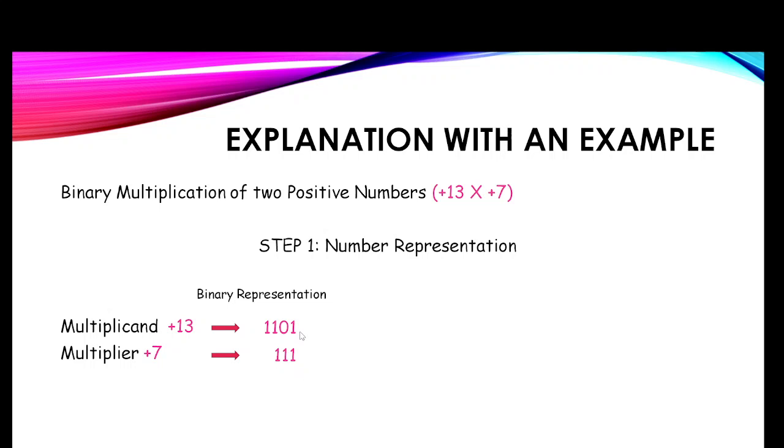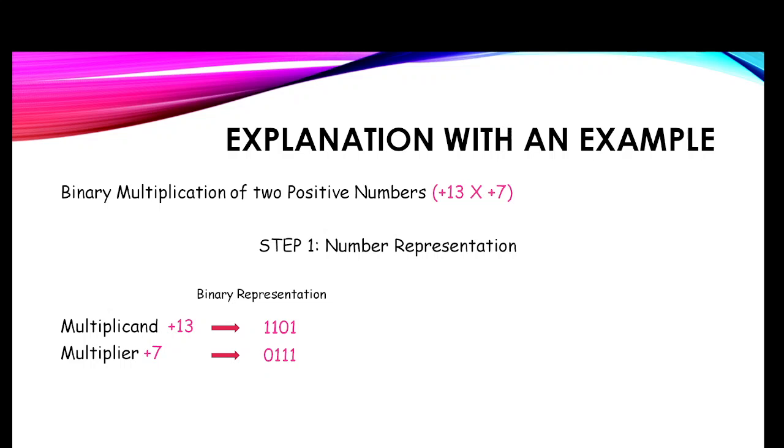Second step, we are supposed to equalize both. The length of the bits should be matched. The length of the bits of the multiplicand is 4 and the length of the multiplier is 3. So I am just going to append my MSB with 0. This is the binary representation of 13 and 7.